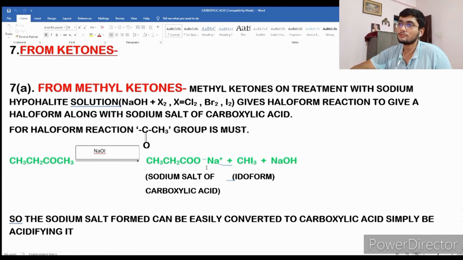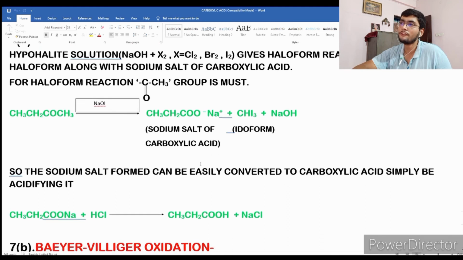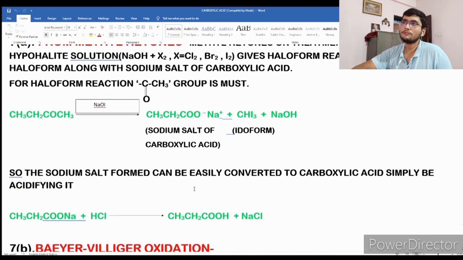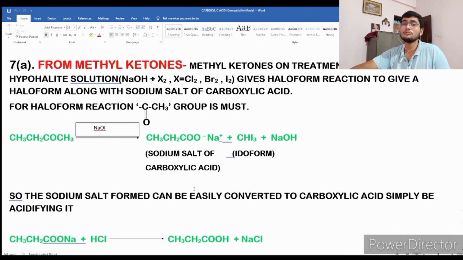So you see here is the sodium salt of carboxylic acid with 3 carbons, and one of the methyl groups will get converted into iodoform because I have taken iodine here. If I had taken chlorine, then chloroform would be formed, and if I had taken bromine, bromoform would be formed. We are not concerned about the haloform, we are concerned about the sodium salt. Now by simply treating it with the mineral acid, we will get our final carboxylic acid as I have shown here. So from this method we can convert methyl ketones to carboxylic acid. This is known as the haloform reaction.